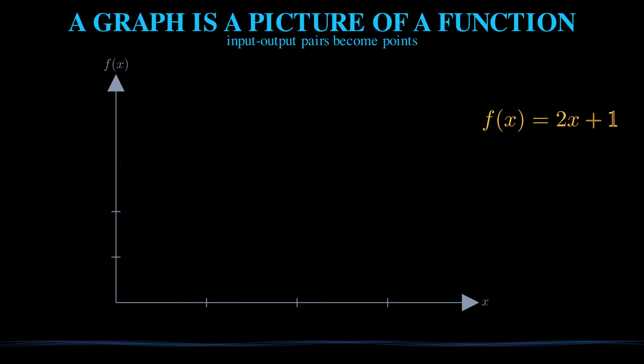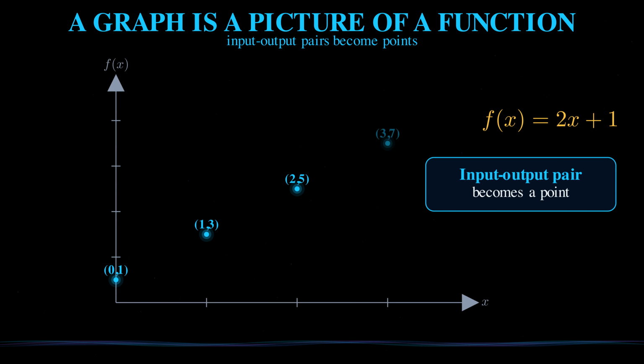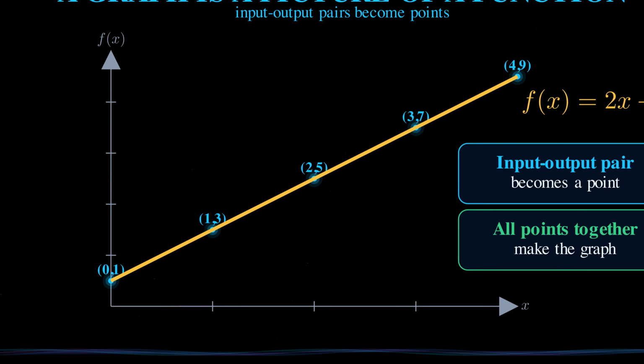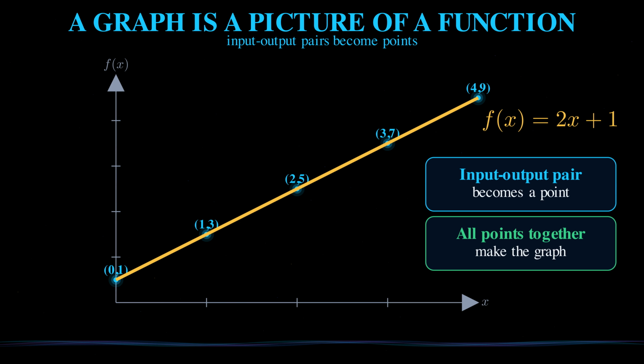A graph is a picture of a function. Every input-output pair becomes a point. For the rule f of x equals 2x plus 1, input 0 gives output 1. Input 1 gives output 3. Input 2 gives output 5. As more points appear, a shape begins to form. The graph is not separate from the function. It is the function made visible.